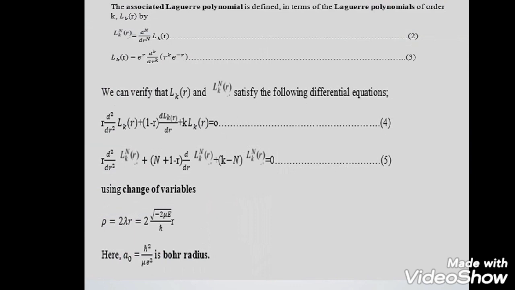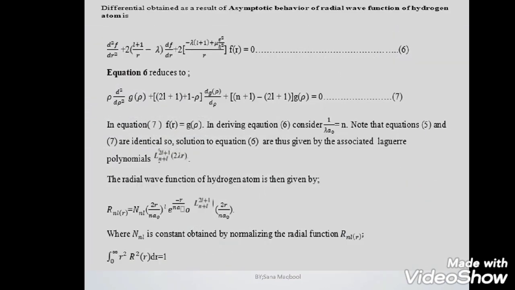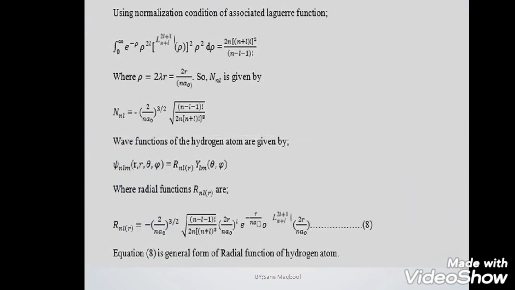Now the associated Legendre polynomial is defined in terms of the Legendre polynomial, and after using the change of variable technique, we will attain the differential equation as the asymptotic behavior of the radial wave function of the hydrogen atom, and using the normalization condition of the associated Legendre polynomial function, we will attain the wave function of the hydrogen atom. And equation 8 is the general form of the radial wave function of the hydrogen atom.